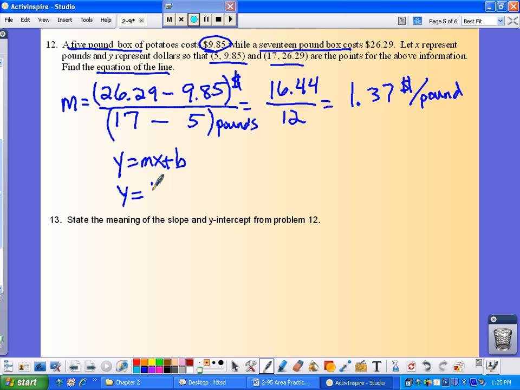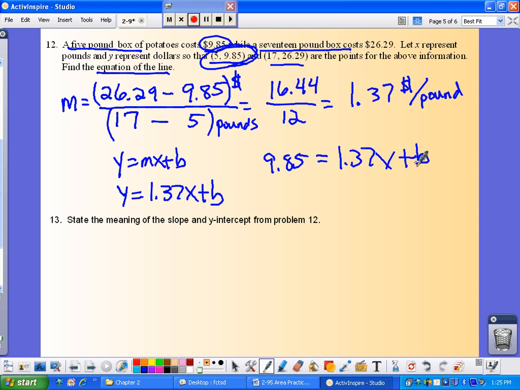we have y equals 1.37x plus b. Doesn't matter which point you use, but you must use one of them. I'll use that one. So plugging in 9.85 equals 1.37x plus b. Whoa, did I write x? Shame on me. Good thing I got an eraser. Let's try that again. I should have 1.37 times, what's our x value? 5. Very good. Plus b.